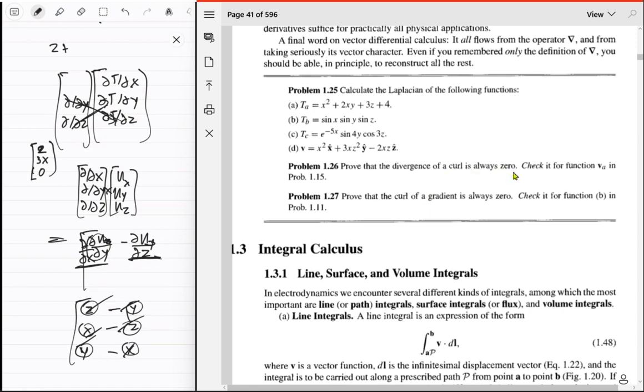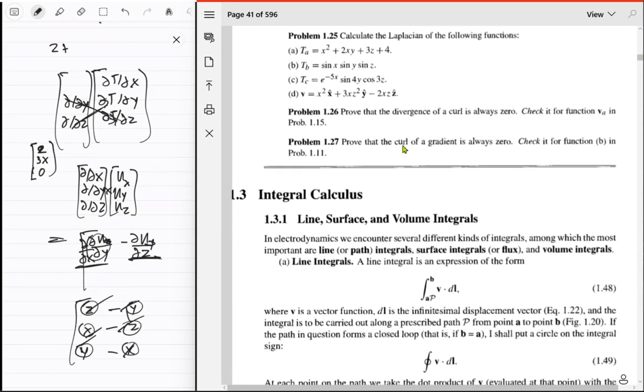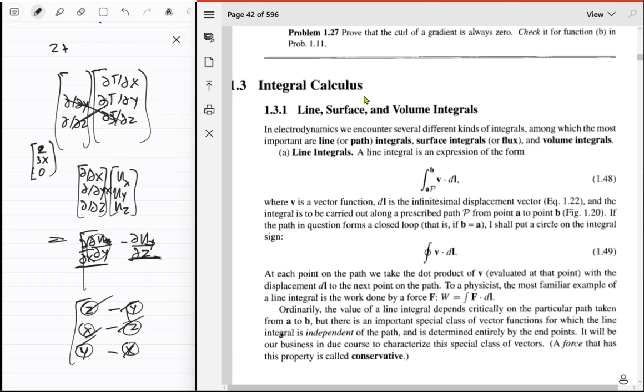Prove that the divergence of a curl is always 0. We just did that. Check it for functions, problem 1.15. I won't do that. Prove that the curl of a gradient is always 0. We just proved that. Come on. I won't do that. Okay, integral calculus: line, surface and volume integrals.